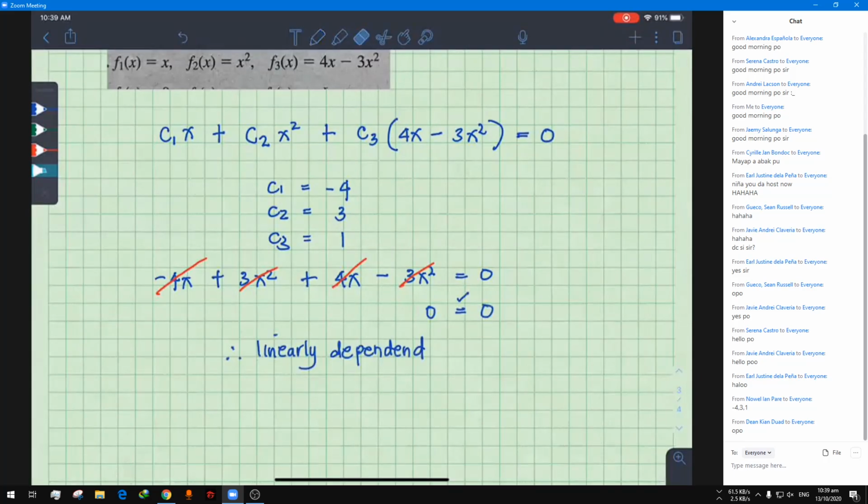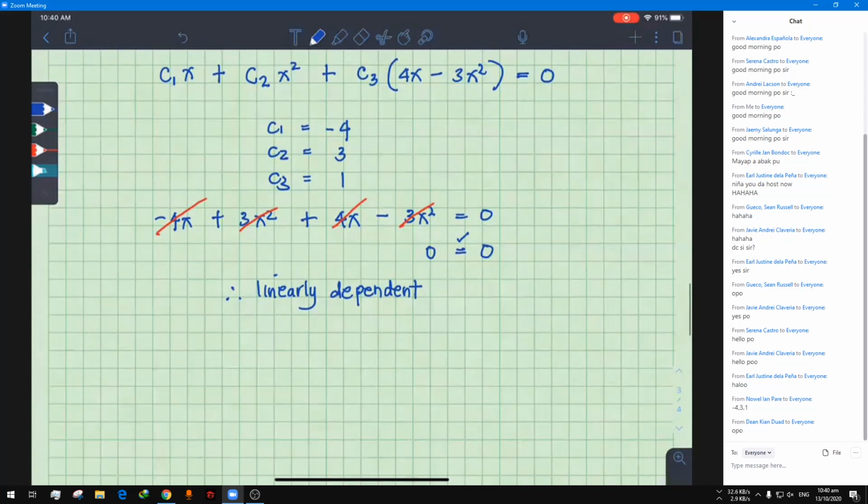Therefore, those functions are linearly dependent with each other. So those are linearly dependent. So very good. Let's have another example.